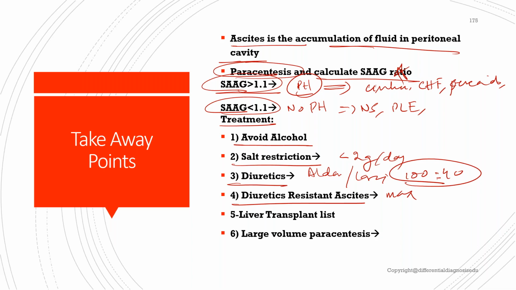If the patient is meeting the criteria, you should know the criteria of diuretic resistant ascites. Check urine sodium level. If the patient has diuretic resistant ascites, the patient needs to be placed on the liver transplant list. And then the only option left is paracentesis. So this is the summary of ascites, which is one of the complications of liver cirrhosis.